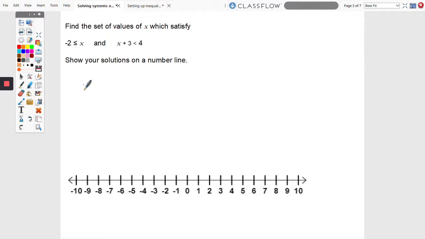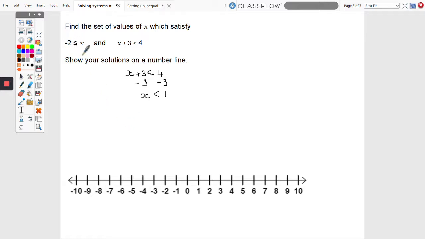So my next question: find the set of values of x which satisfy -2 ≤ x and x + 3 < 4. So again, I need to solve this right-hand inequality. So I've got x + 3 < 4. I'm going to subtract 3 from both sides, and that will leave me with x < 1.